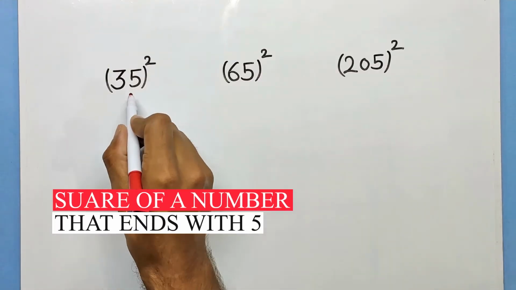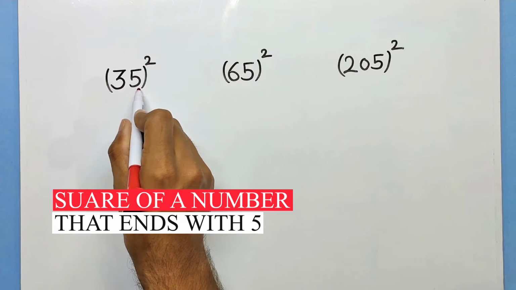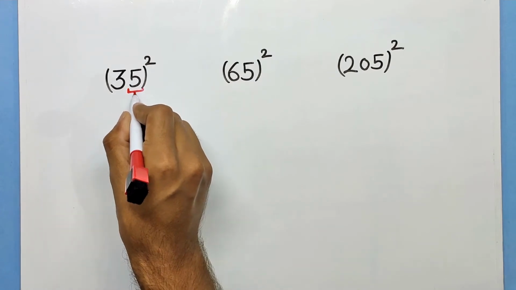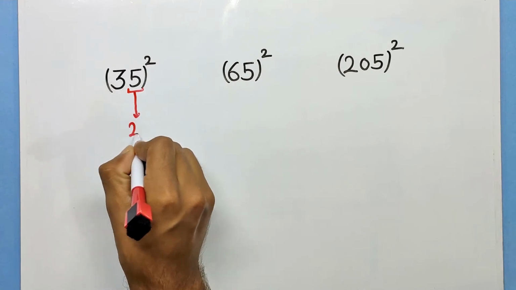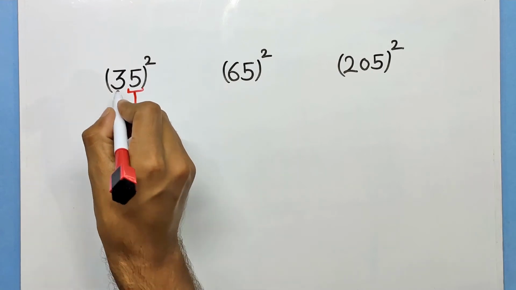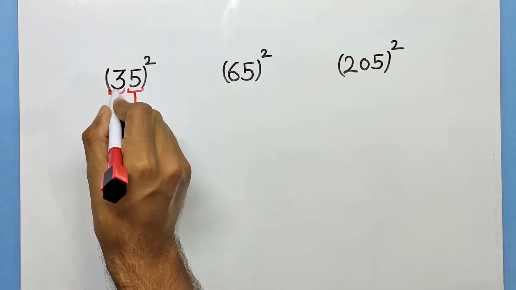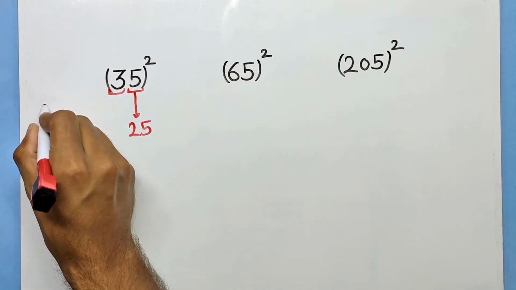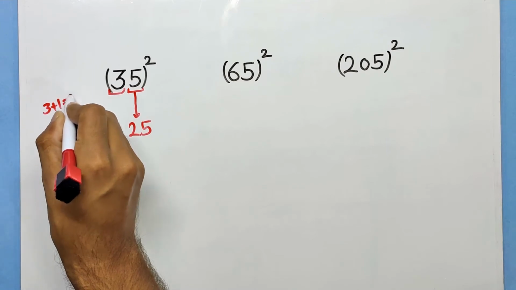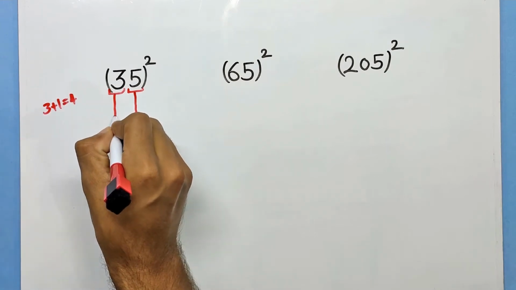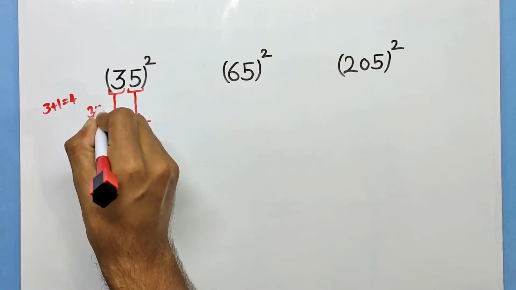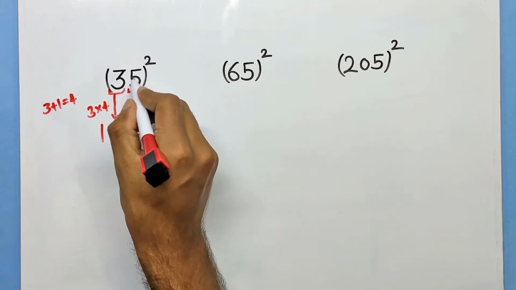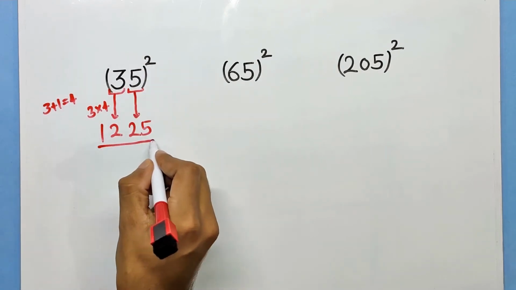Let's talk about finding square of any number that ends with 5. So first we have to square this 5. The square of 5 is 25. And then we have to multiply the rest part with its successor. The successor of 3 is 3 plus 1, that is 4. So we have to multiply this 3 with 4. So 3 times 4 that is 12. So answer to 35 square is 1225.